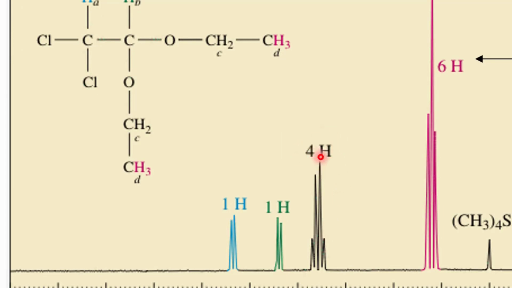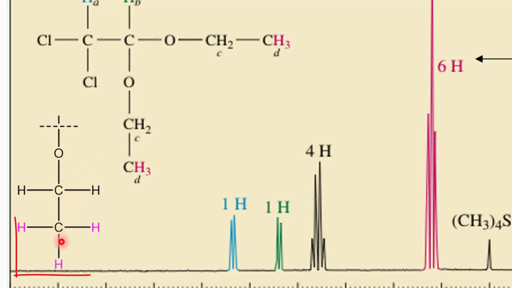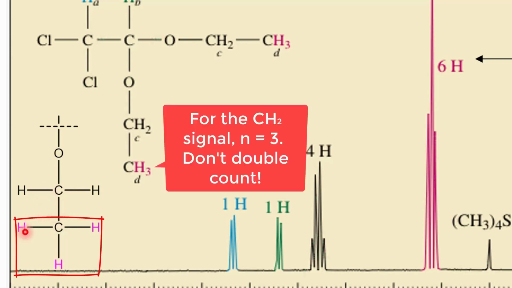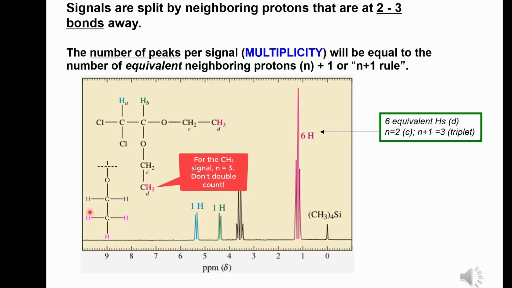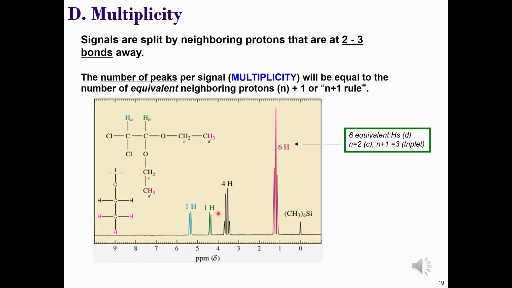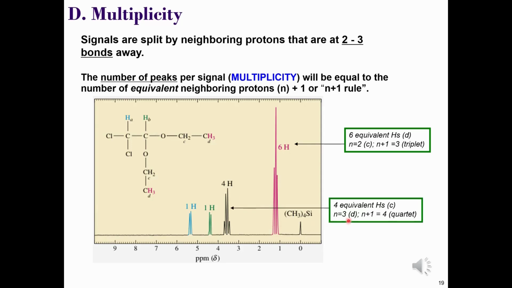For the purposes of counting the bonds, I've included an expanded view of just one of these CH2 groups, C, with respect to its neighbours. The signal is split by 3 equivalent protons, which are 2 to 3 bonds away. Therefore, n equals 3 this time, so 3 plus 1 equals 4, and this is responsible for the quartet signal that we see for the CH2 group C. All of the other protons are more than 2 to 3 bonds away and so cannot split this group.